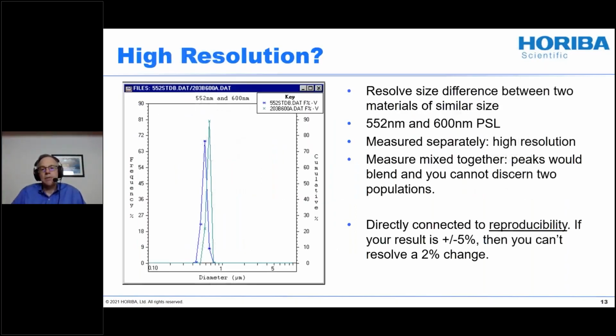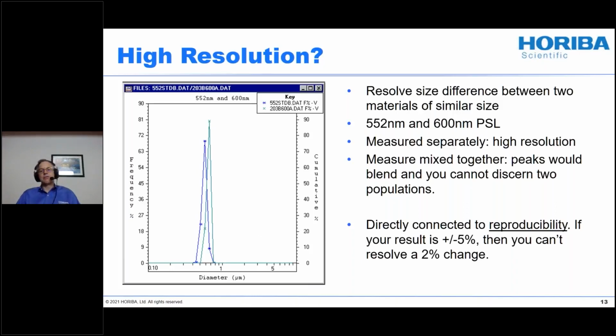Okay, so high resolution. Here's 550 nanometer and 600 nanometer polystyrene latex. Those are two separate buckets measured in separate experiments, and I can see two quite distinct peaks. If I mix them into the same bucket in laser diffraction, the peaks would blend and you really could not discern the two populations.